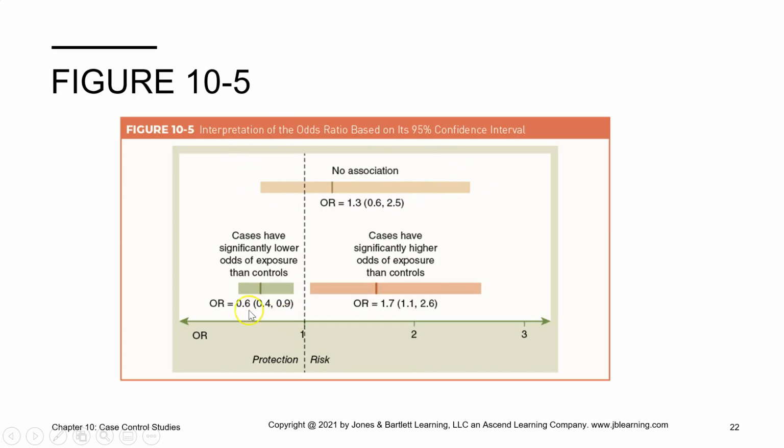Now here we have cases with significantly lower odds of exposure than controls. The odds ratio equals 0.6, which is here. The 95% confidence interval is 0.4 to 0.9, so the exposure is considered protective. Here, this one is an odds ratio of 1.7 with a 95% confidence interval of 1.1 to 2.6. Cases have significantly higher odds of exposure than the controls, so the exposure is considered risky.